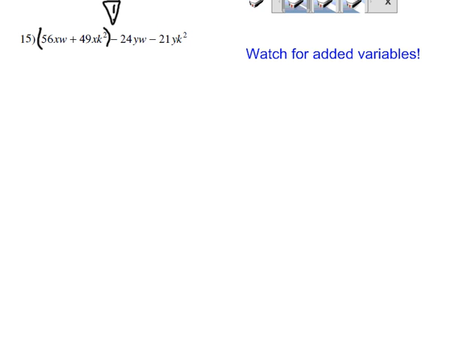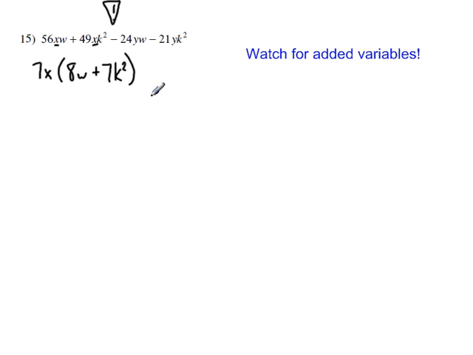All right, let me get rid of my marks here so I can see things nice and clearly. And I want the common factor of 56 and 49. That's going to be a 7. Also note that I have x and x, so I'm going to pull that too. If I take 56xw and divide it by 7x, I get 8w. 49 divided by 7 is 7, and don't forget that k squared is there. So you just have some added variables in there.